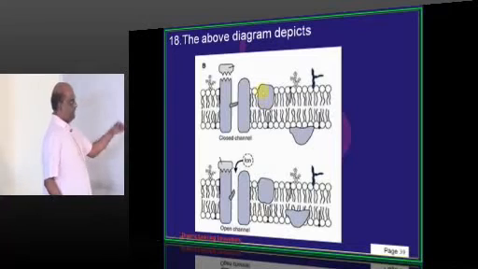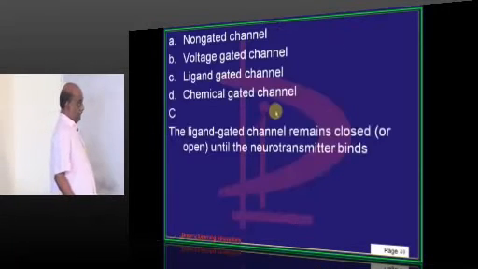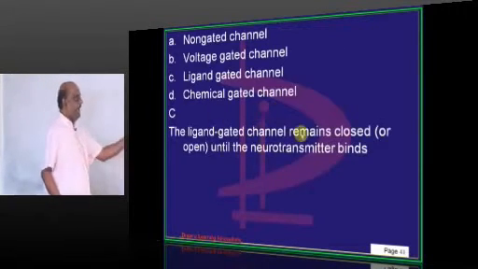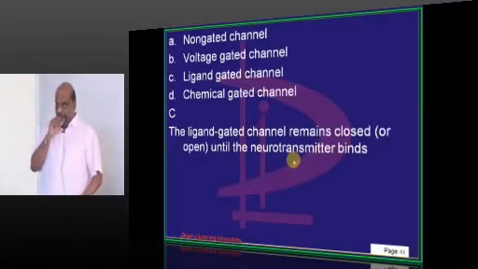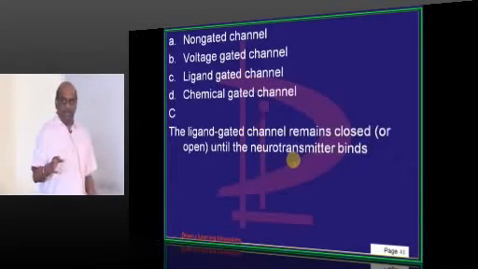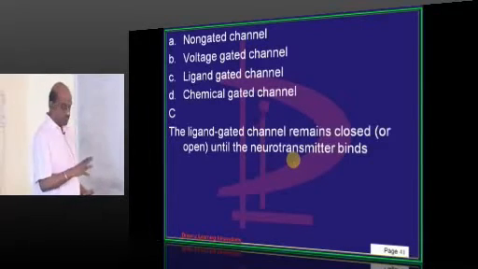Now what does this diagram basically depict? It is a ligand gated channel. It remains closed or open until the neurotransmitter binds.